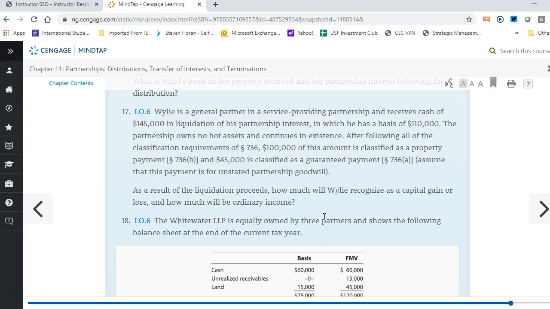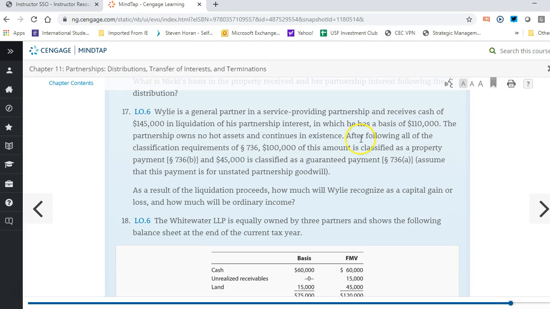And so this matters because on Wiley's individual tax return, the tax rate you pay for capital gains is different than the tax rate you pay for ordinary income, and that's why this matters. So kind of just recognize, first of all, that he's going to have a loss. So his basis, and we're basically just buying him out. Okay, so the partnership itself will keep on going, and he is getting bought out. And it says here he receives cash of 145, excuse me, and basis of 110, and it has no hot assets.